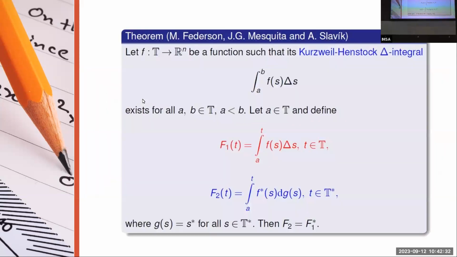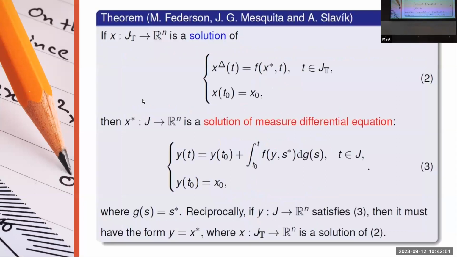So we have this function here, the integral in the sense of Kurzweil, hence the delta integral, and we have a relation with the tilde integral. So we can have this relation between both, and from this relation, we can have a relation between the solutions of both problems. So if you have a solution for the dynamic equation on time scales, the extension will be a solution of the measure differential equation. And we can also do it the other way around.